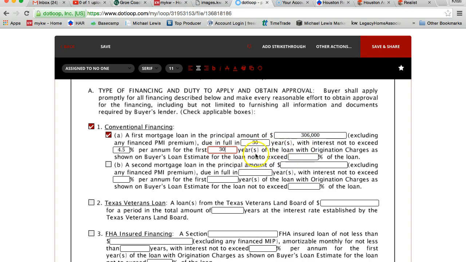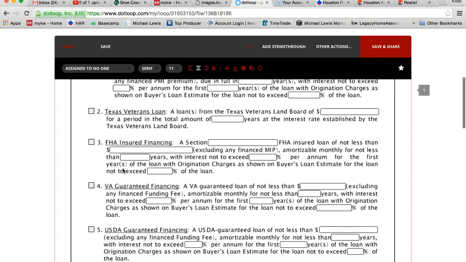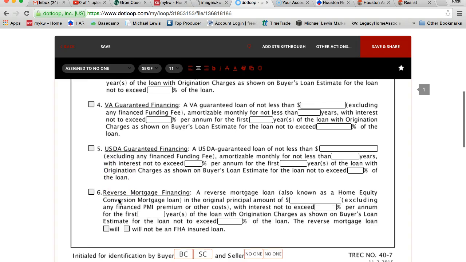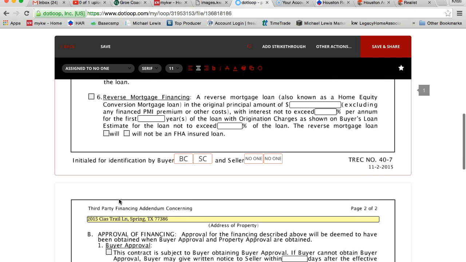And then the origination charges not to exceed, it's usually 1 to 2%. Again, ask the lender. I'm going to go ahead and put 1% here. So if they're doing conventional financing, I don't need to check Texas Veteran, FHA, VA, USDA, or reverse mortgage financing.